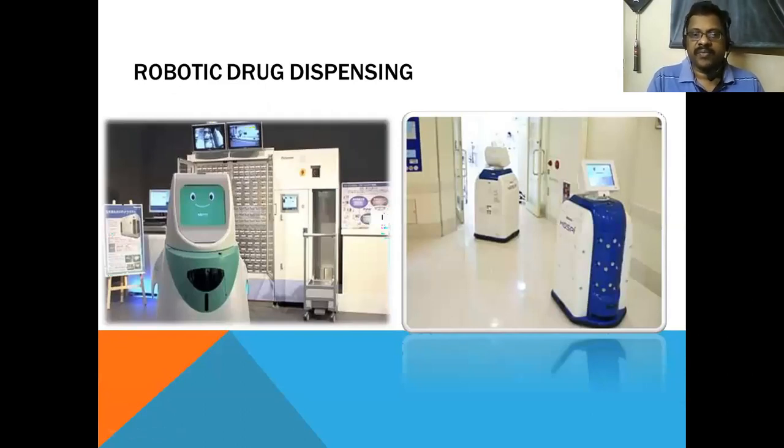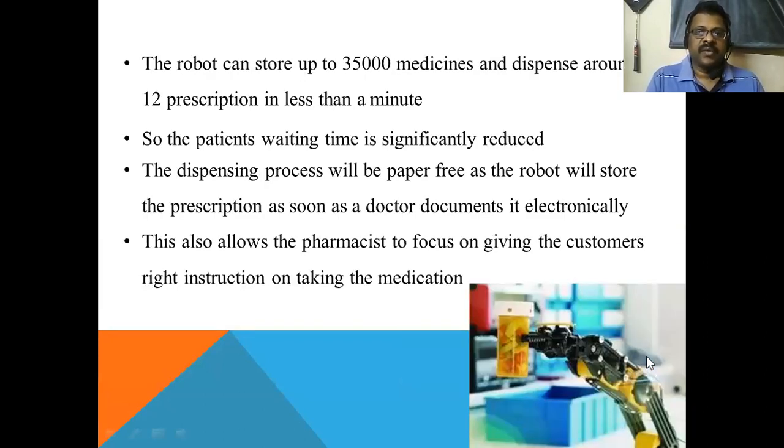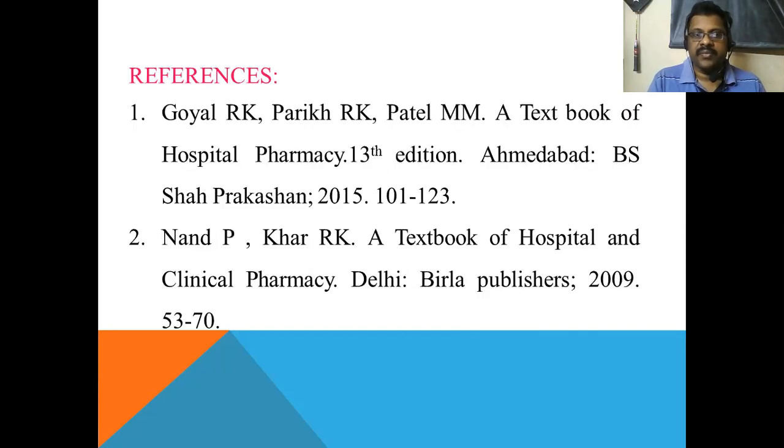Robotic drug dispensing. This is the way it is done in hospitals. The robots can store up to 35,000 medicines and dispense around 12 prescriptions in less than a minute. Like this, hospitals are functioning nowadays. So the patient's waiting time is significantly reduced. The dispensing process will be paper-free, as the robots will store the prescriptions as soon as the doctor documents them electronically. This also allows the pharmacist to focus on giving customers the right instructions on taking the medication.